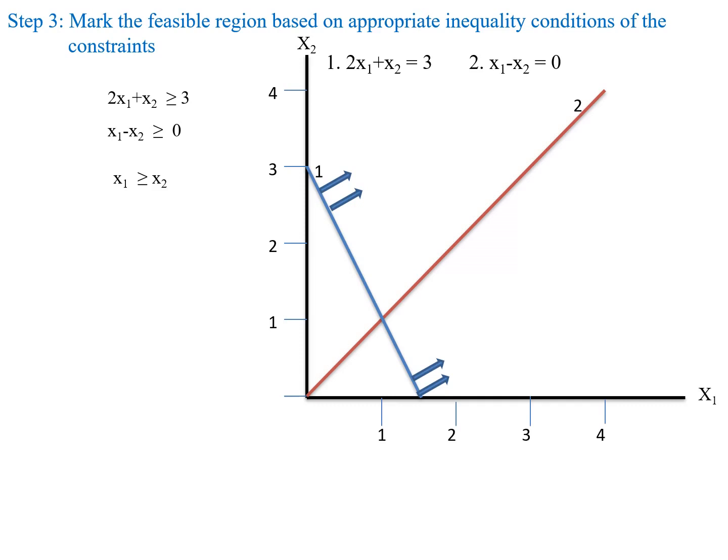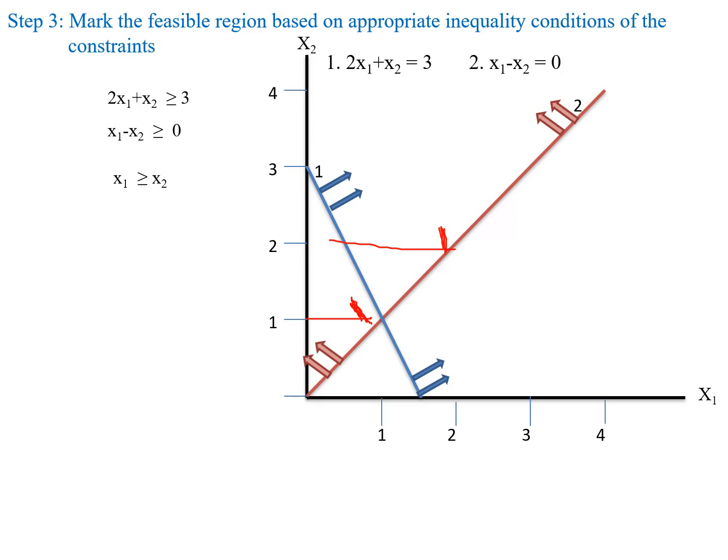See here, if x2 equal to 1, x1 will become 1 or greater than 1. Similarly, if x2 equal to 2, the x1 value is greater than 2 or maybe 2. So we have to consider the region above the constraint line. So this is the region for the second constraint line.